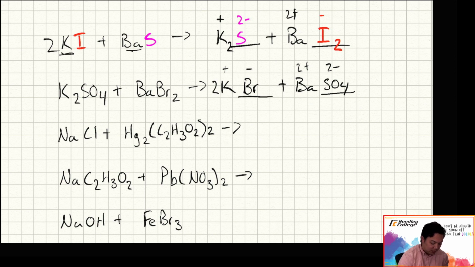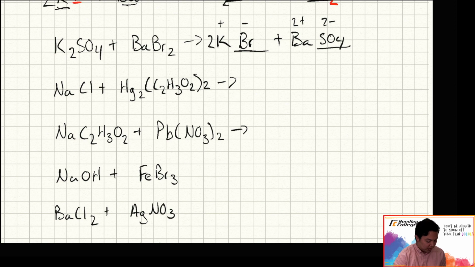So potassium's balanced, but this 2 also changes bromine. So I'm going to look at bromine now, and we have 2 bromines on the left side too, right? Because it's got this subscript. Then we can look at barium on the left side, and barium is balanced. And then we can look at sulfate, and we can see that sulfate is balanced. Not too hard. All right, so again, we have sodium and we have mercury.